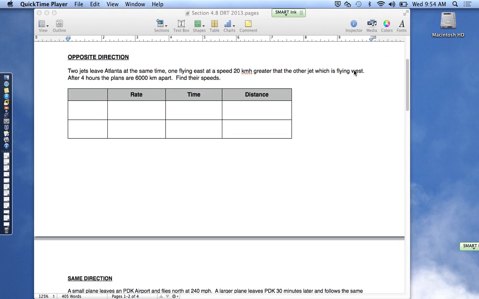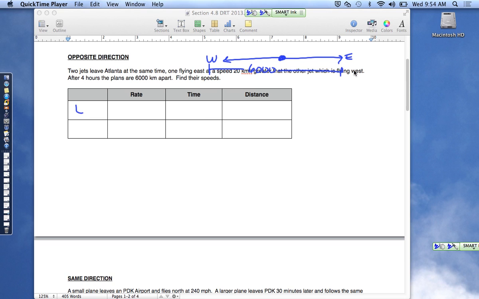Okay, let's do an opposite direction problem. Two planes leave Atlanta at the same time, one flying at a speed 20 kilometers greater than the other, and the jet is flying west. After 4 hours, they're 6,000 kilometers apart. So I have to understand what's going on. One plane flying east, the other jet flying west. We're told that they're 6,000 kilometers apart after 4 hours.